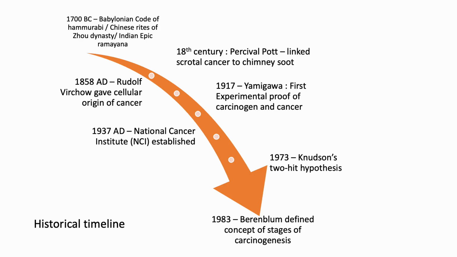And in 1983, Bremblom and co. defined the concept of stages of carcinogenesis. The modern theory of carcinogenesis was given later by Hart and Turturro, which I'll discuss later on. But this paper from Bremblom and co. was the green signal for the treatment, not just treatment, but understanding of cancer as a whole.